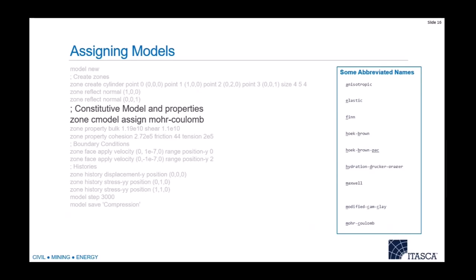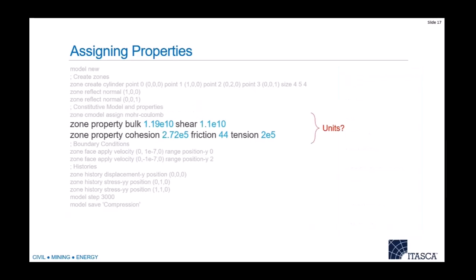So the command would just look like this: zone cmodel assign to the name of the constitutive model. In this case, Mohr-Coulomb. I apologize, this is actually a 3D example. If you look at the gray, you can see all the commands are actually 3D commands, but the constitutive model assignment is exactly the same. Zone cmodel assign, whatever name you want to give it. And the properties, again, exactly the same as 3D. Zone property, name of the property, value, name value, name value, name value.